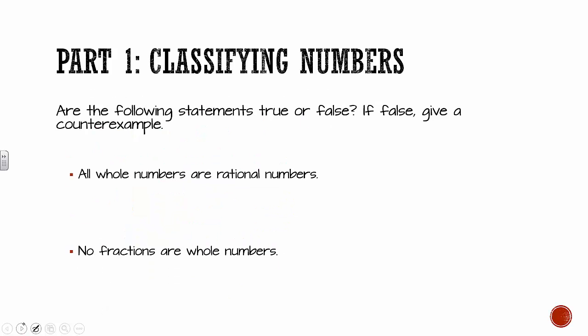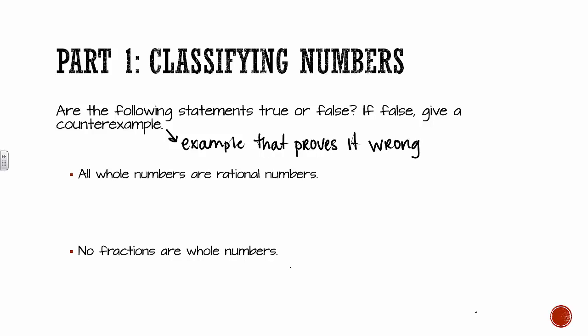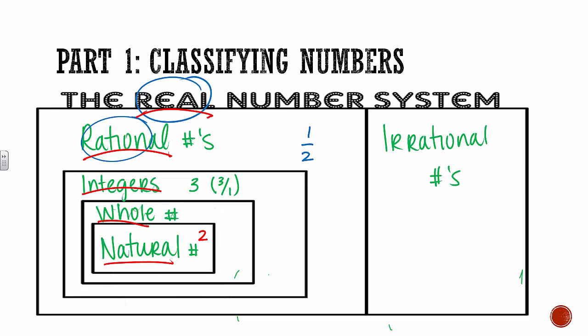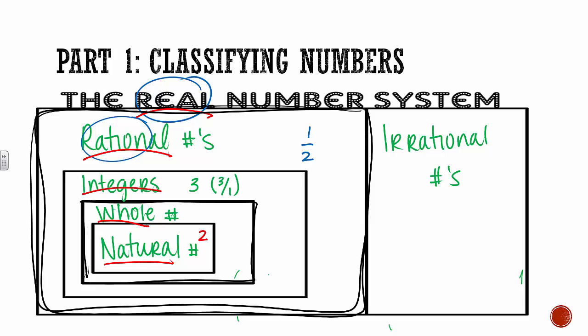So are the following statements true or false based on our classifications? And if they're false, we need to give a counterexample. And that just means give an example that doesn't work, so an example that proves it wrong. So all whole numbers are rational numbers. We can go back to our little chart here. So it's saying if you are in this box, that you're also a rational number. You're in this box here, which is true.